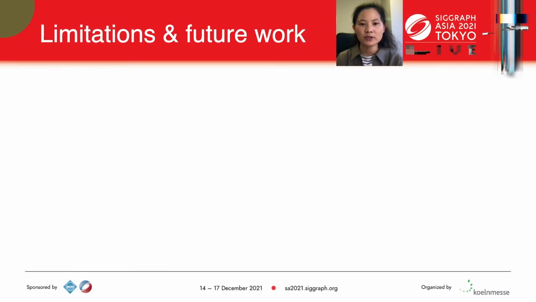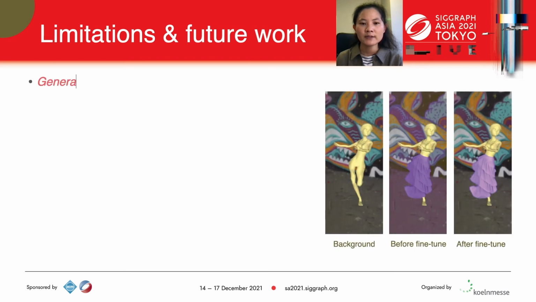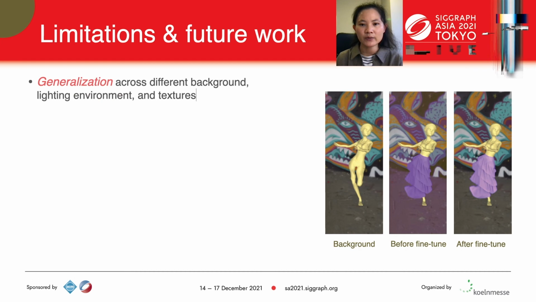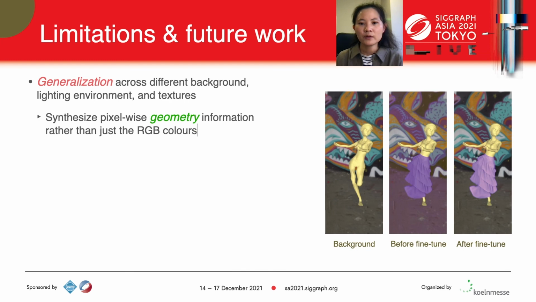Our work has limitations. Here we list some of them. Firstly, our rendering network is scenario-specific. We generalize our method to different backgrounds by fine-tuning our layered-based decoder. In order to more precisely control the lighting and texture effects, in the future, we can extend this method to synthesize pixel-wise geometry information rather than just RGB colors.